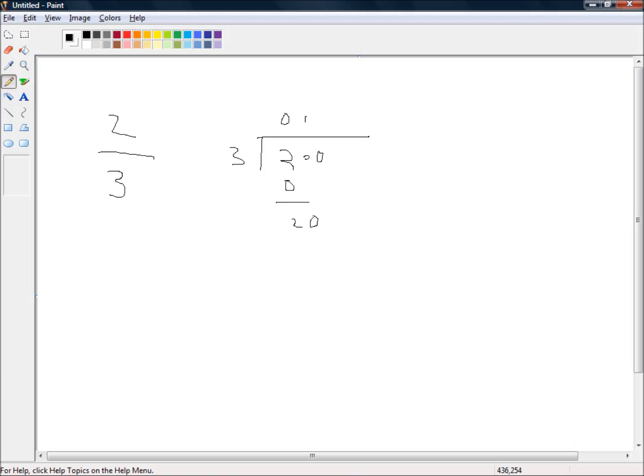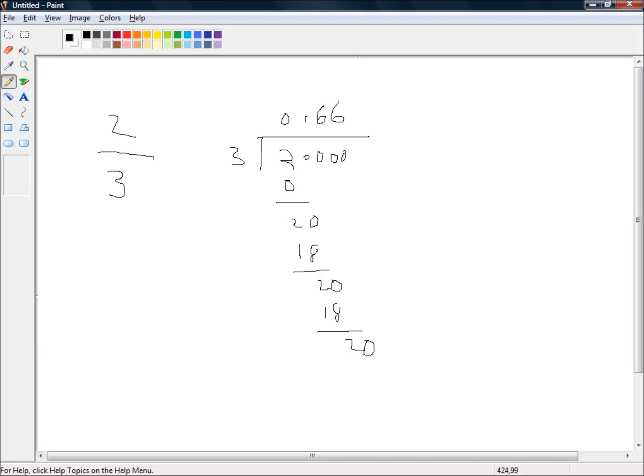Bring down the 0. 3 into 20. Well, 7 times 3 is 21, so 6 is the highest number we can get without going over. So 6 times 3 is 18. Take that away, that leaves 2. Bring down the 0. And what have we got? 3 into 20 again. So we know that's going to be 6. 6 times 3 is 18, and guess what we're going to end up with? We're going to end up with another 20. So this is a recurring decimal.